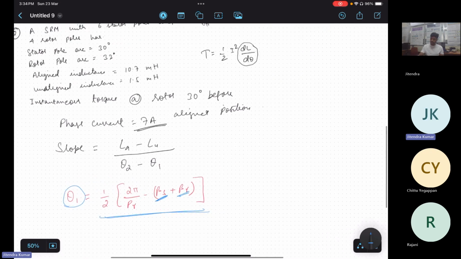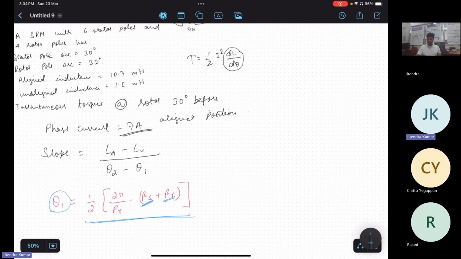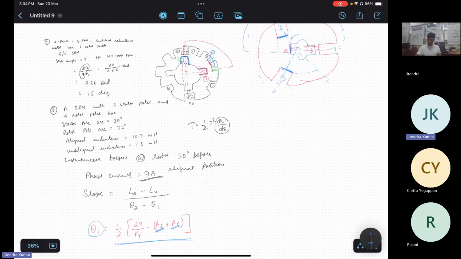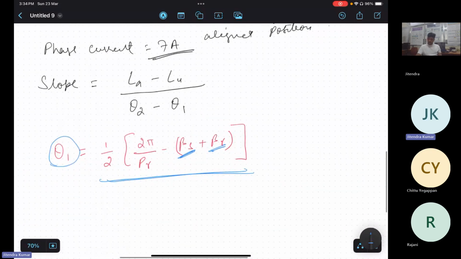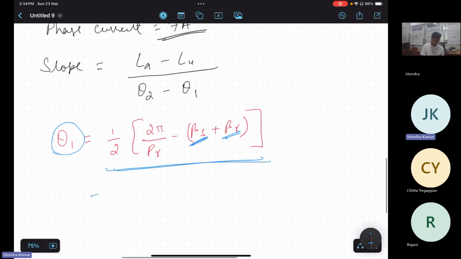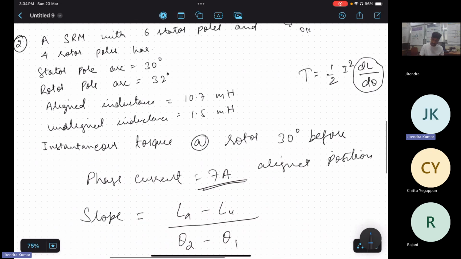Again, is it confusing? Shall I explain once more, or is it fine? Got it cleared, sir. Thank you, sir. Okay, thank you. So from this expression, let us go. Since we have the expression, you can also try to derive it on your own. Okay. So now it is half of 2 pi by the number of poles, which is 6.